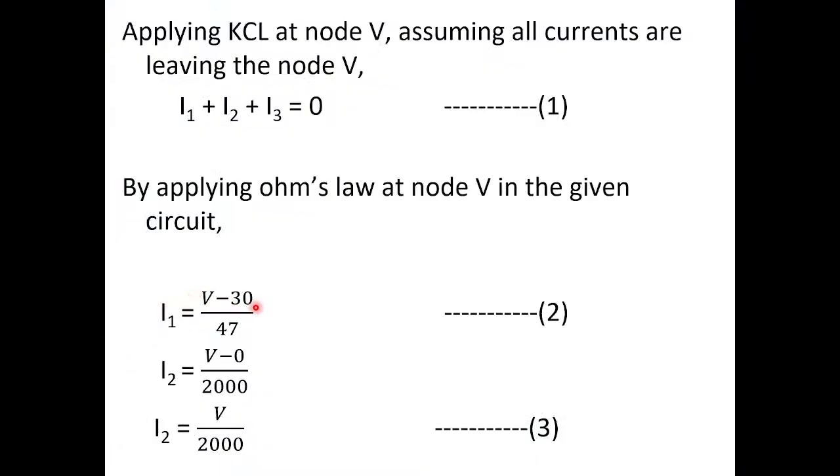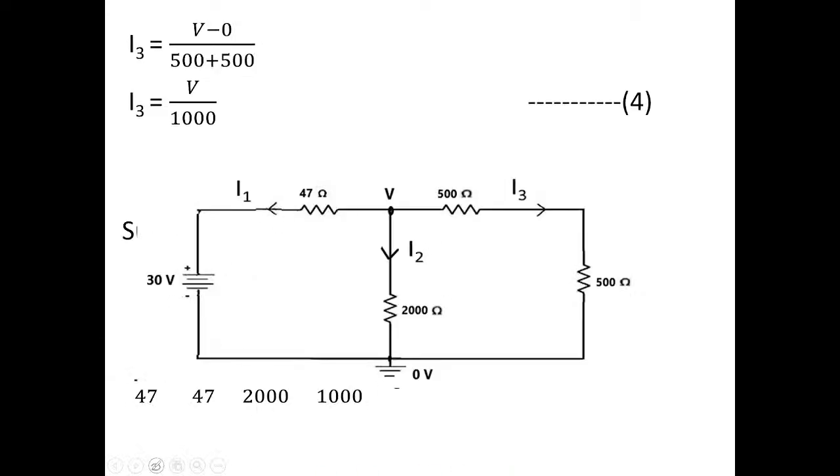Okay, I1 equal to V minus 30 by 47, consider it as equation 2. I2 equal to V by 2000, consider it as equation 3. And I3 equal to V by 1000, consider it as equation 4. Okay, total 3 equations. Now substitute this 2, 3, 4 in which equation?